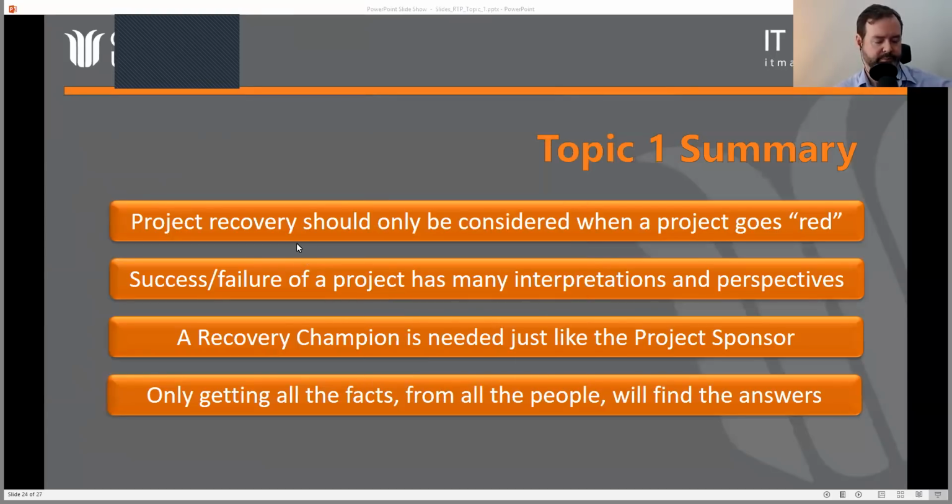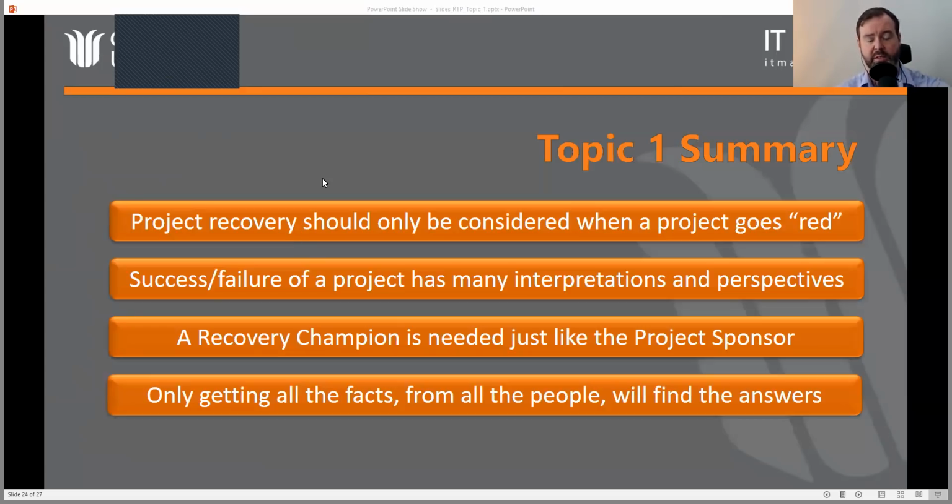Getting all the facts straight. Now, that's what we're going to talk about next week and the week after. We'll talk about how to get these facts, how to do an audit, and it's going to be dependent upon the source or the perceived source of failure. So next week we're going to talk about the sources of failures.